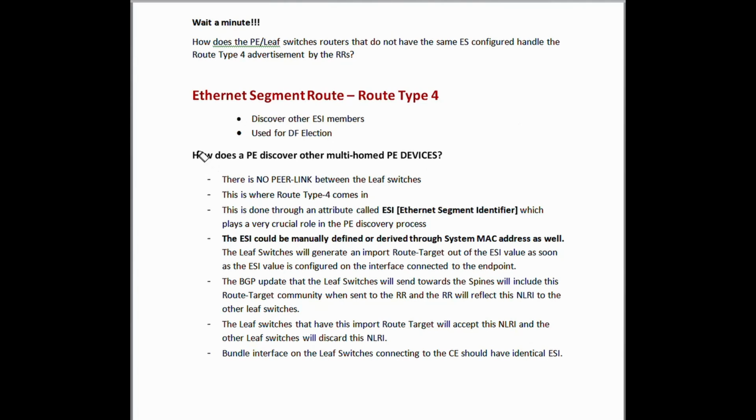Let us now discuss how a PE router discovers other multi-homed PE devices. As we know, when we are talking about these PEs, they do not have an inter-PE link connecting them, like we have in the case of vPC or MLAG. So this is where route type 4 comes in. This discovery is done through a process or an attribute called ESI, or Ethernet Segment Identifier.